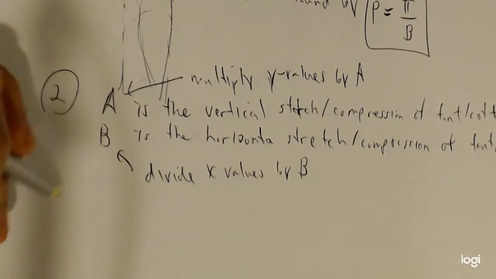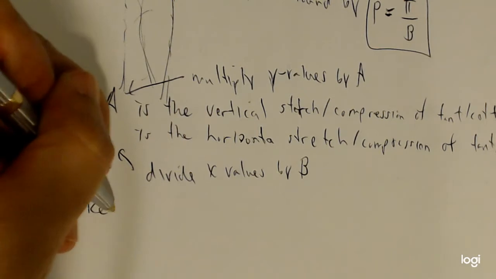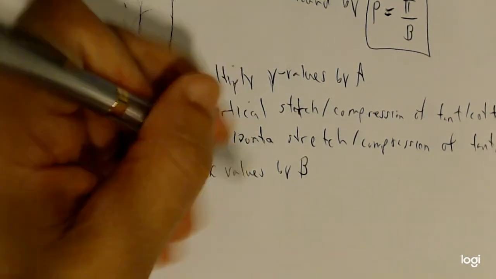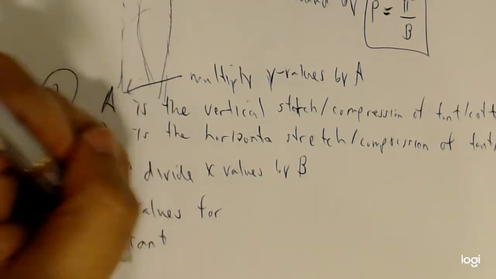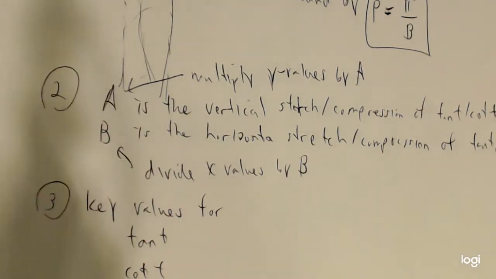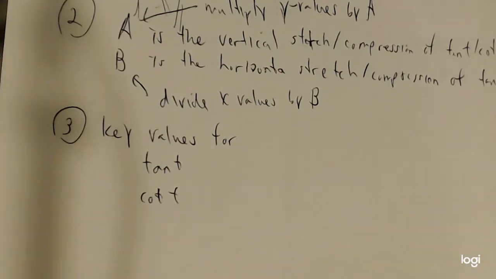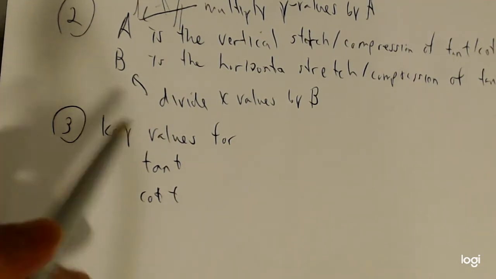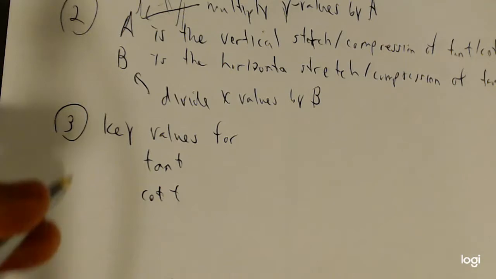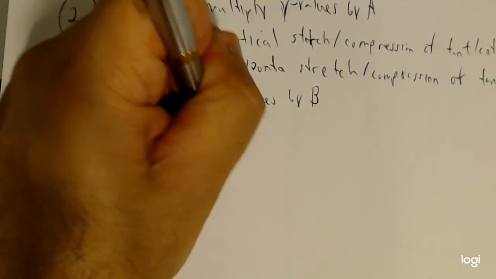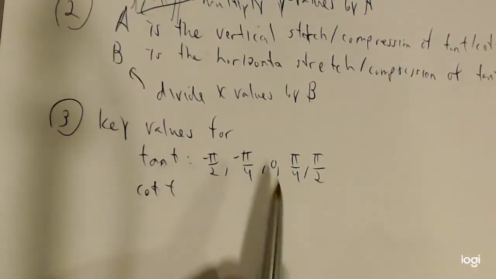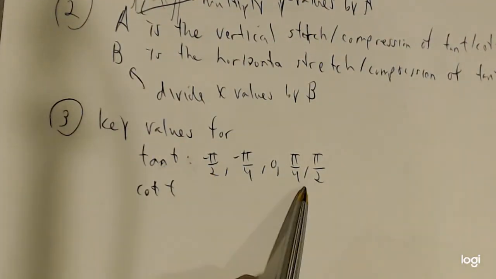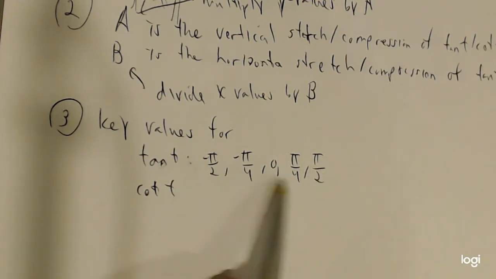Okay, so the third thing is the key values, which is what we're going to use for tangent of t and cotangent of t. Now unfortunately, the key values for tangent of t and cotangent of t are not the same, right? For cosine and sine, if you remember, they were the same, but tangent and cotangent are undefined at different places. So for tangent of t, it's negative pi over 2, negative pi over 4, 0, pi over 4, and pi over 2. And negative pi over 2 and pi over 2 is where tangent is undefined, and you'll see why we care about these, or why these values are preferred.